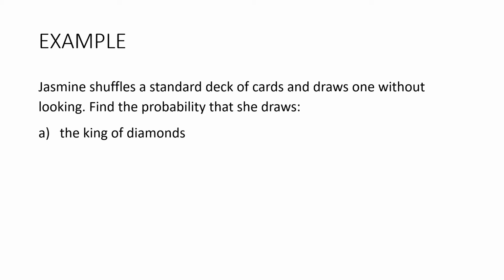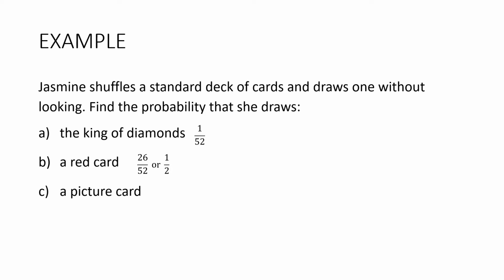Okay, let's try an example. Jasmine shuffles a standard deck of cards and draws 1 without looking. Find the probability that she draws the king of diamonds. All right, so we've got to think, how many kings of diamonds are there? There's only 1. The total number of cards is 52, so our probability is going to be 1 on 52. Find the probability she draws a red card. Now you can do 26 out of 52, or you can go straight to a half. Half of the deck are red.